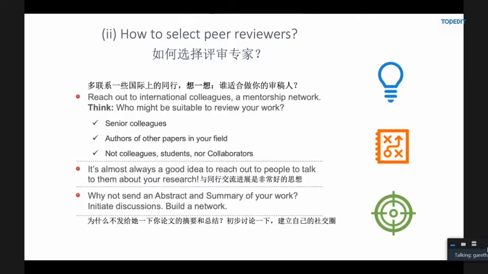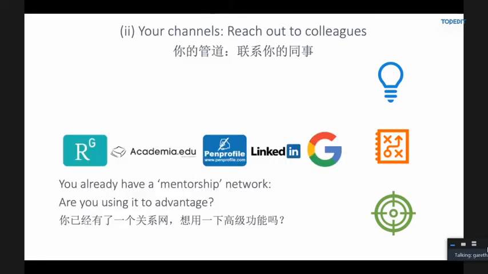Reach out to people, talk to them about your research. Why not send out abstracts and summaries of your work? Initiate discussions, build that international mentorship network. This is why, by the way, using preprint servers for your research, which we're going to talk about in future presentations like this, can be such a good idea. Get your work onto relevant preprint servers. People will look at it, they'll comment on it, they'll provide you with feedback. You can then use them as peer reviewers, and journal editors will come to you when they see your research and think it's interesting. You won't have to put so much effort into finding and selecting journals.